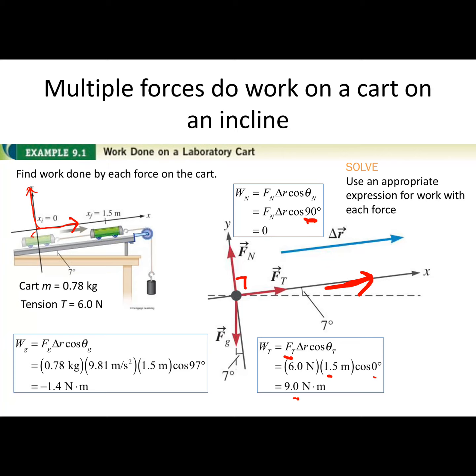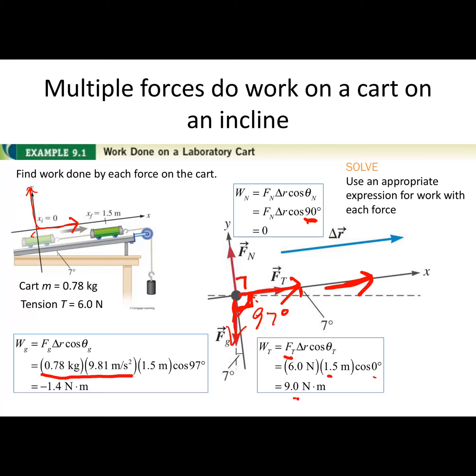Okay, then we need to find out what's the work done by gravity. So that's the direction of your displacement, and that's the direction of gravity. So this angle, if you figure it out, this is 90 degrees, this is 90 degrees plus, so this is 97 degrees. Cosine 97 should give you a negative number, so gravity is doing negative work. It's easy to imagine because this cart is going up, right? When it's going up, gravity is doing negative work.